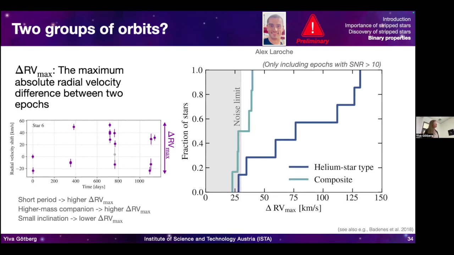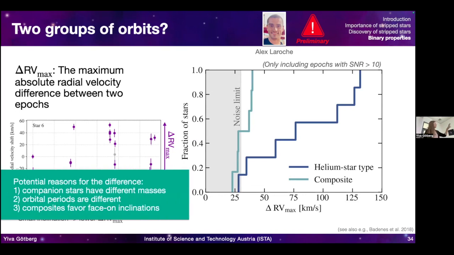Whilst the composites, this is why Alex does not work with composites right now, they have a much different distribution. We don't understand exactly what is going on here. It could be that they had a different evolutionary background, could be that they are different in another way. This we just don't know. So there are various different reasons. But to look just at the helium star types and try and figure out what the orbit of these systems is, is what Alex is doing now.